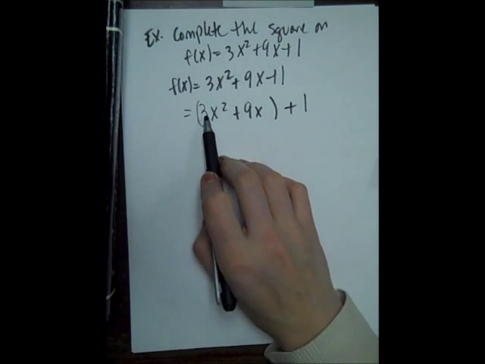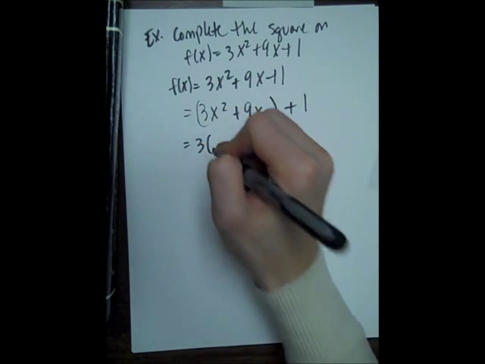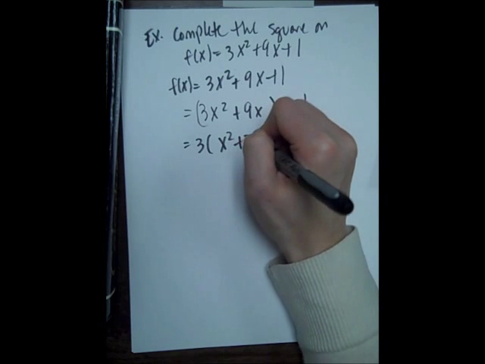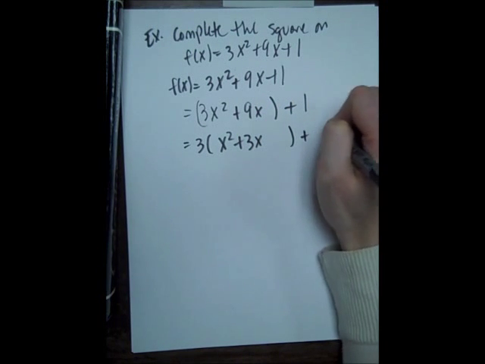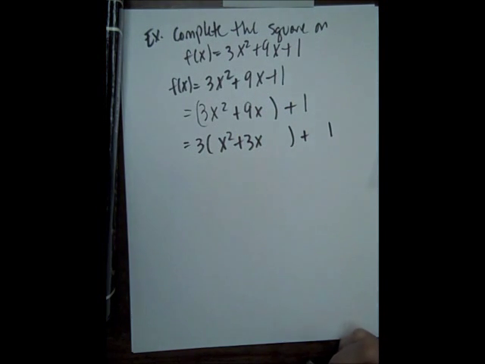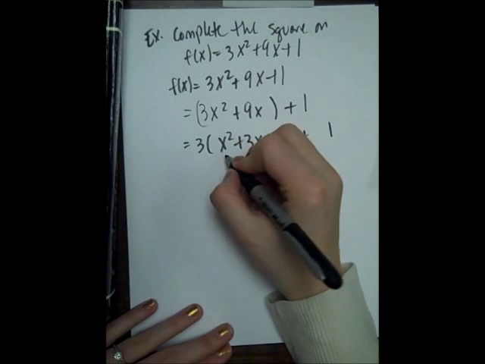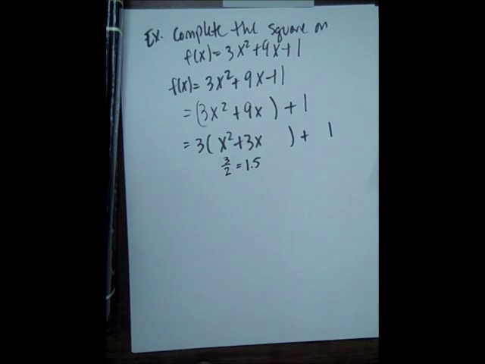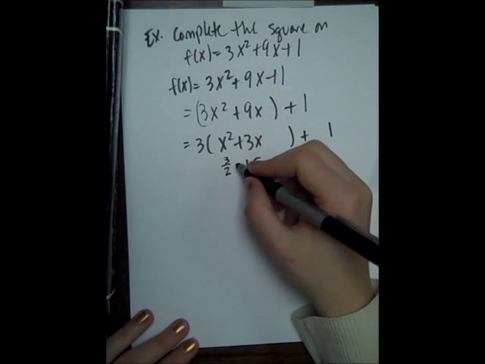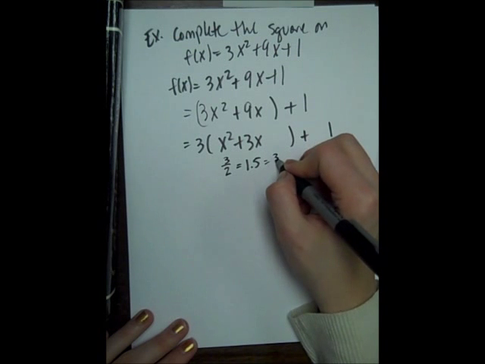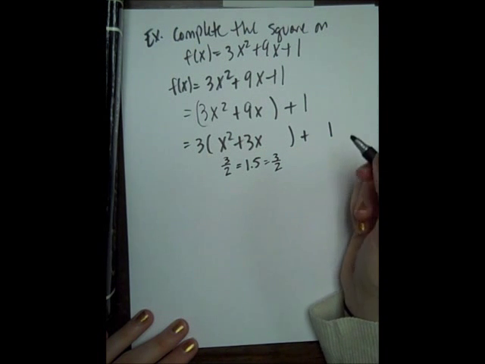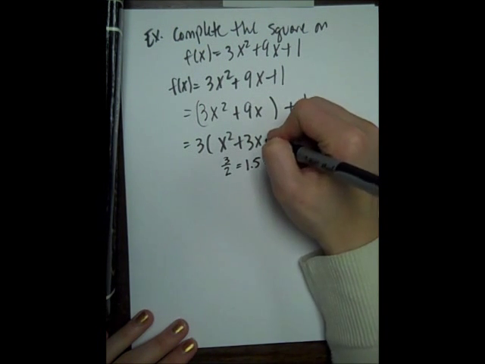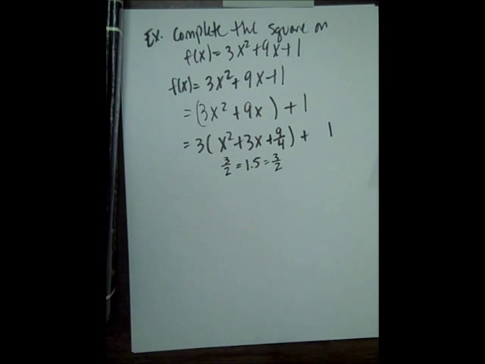Next, factor out my a. My a was 3. So I'll get 3(x squared plus 3x). Leave a little bit of room. Next, divide by 2. Three divided by 2 is 1.5, or I could just leave it as 3/2, that's fine. Next, square this term, so I get a 9/4 there.